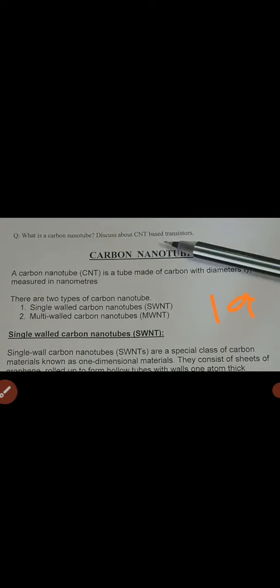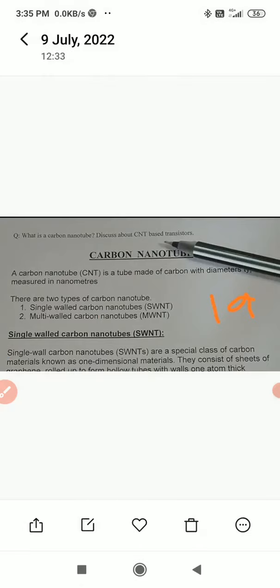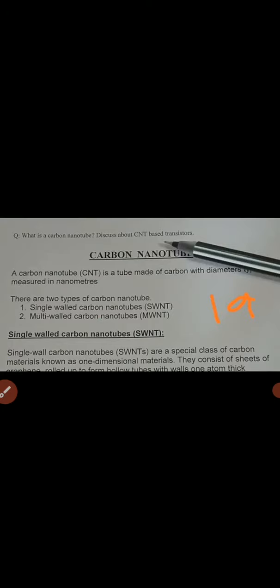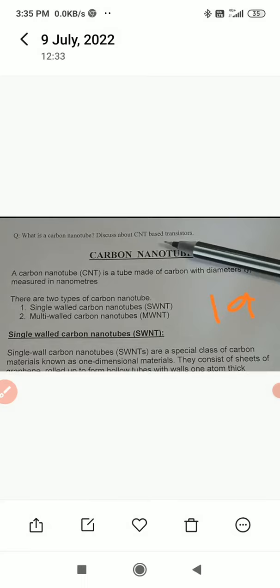Next we have carbon based transistors, carbon nanotube based transistors, CNT for short. What is a carbon nanotube? A carbon nanotube is a tube made up of carbon with diameters typically measured in nanometers. In chemistry, what are the allotropes of carbon? Graphite and diamond, and the other allotrope is the carbon nanotube. We can also call it the buckyball.